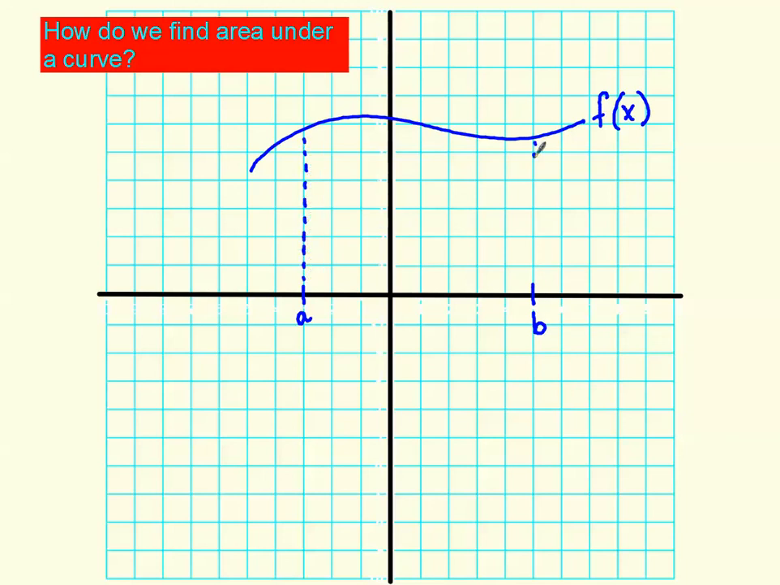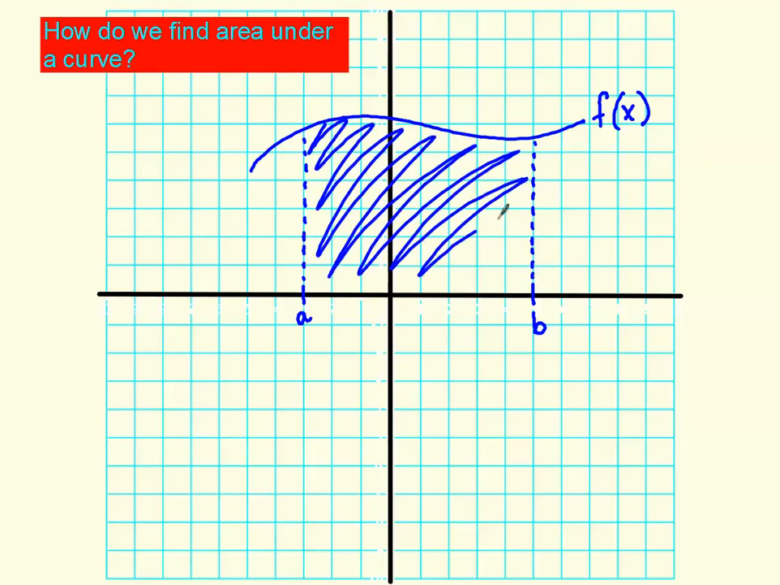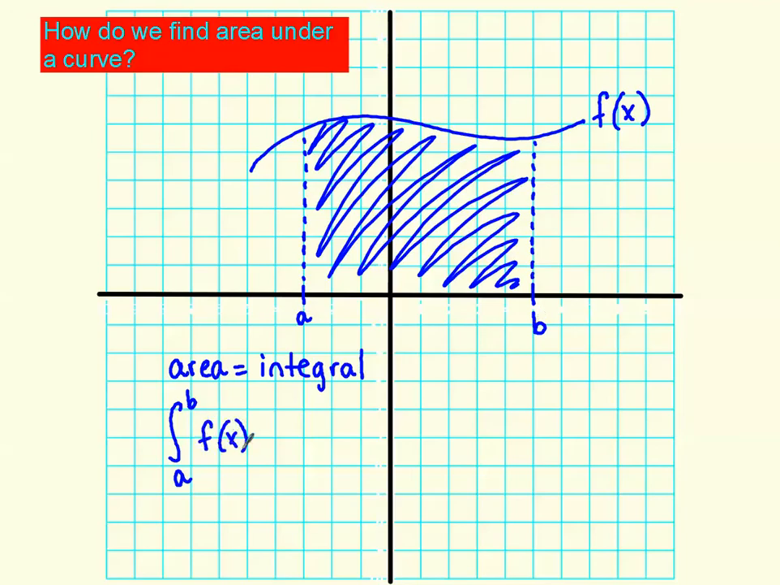Let's section off what that region looks like. So from A to B, I want this area that I'm shading in blue. Well, we remember that area means integral, so I would take the integral from A to B, this x-coordinate to this x-coordinate, of the function f of x with respect to x.